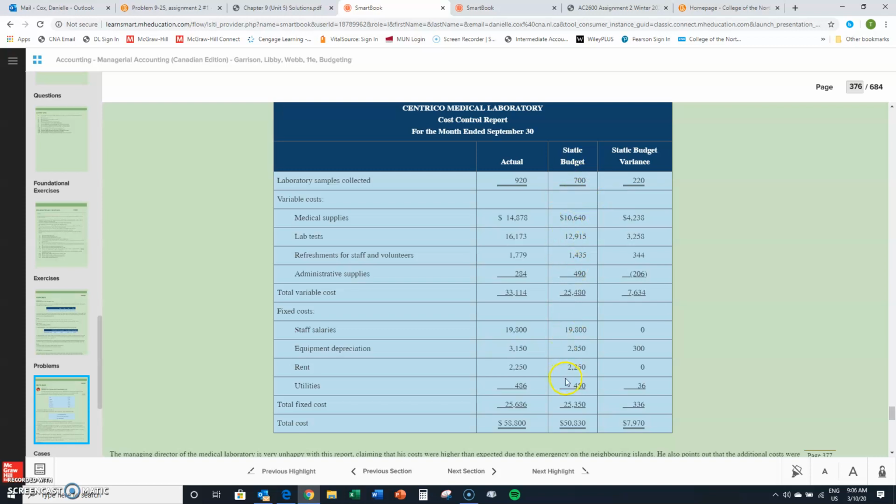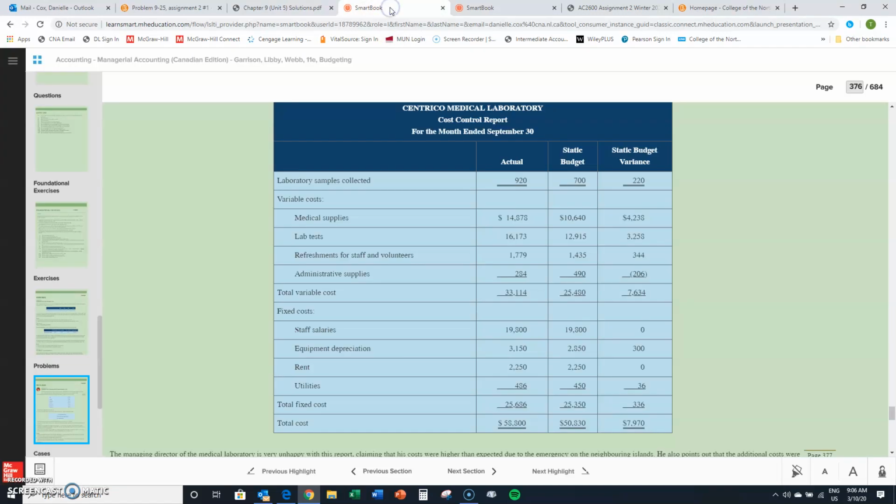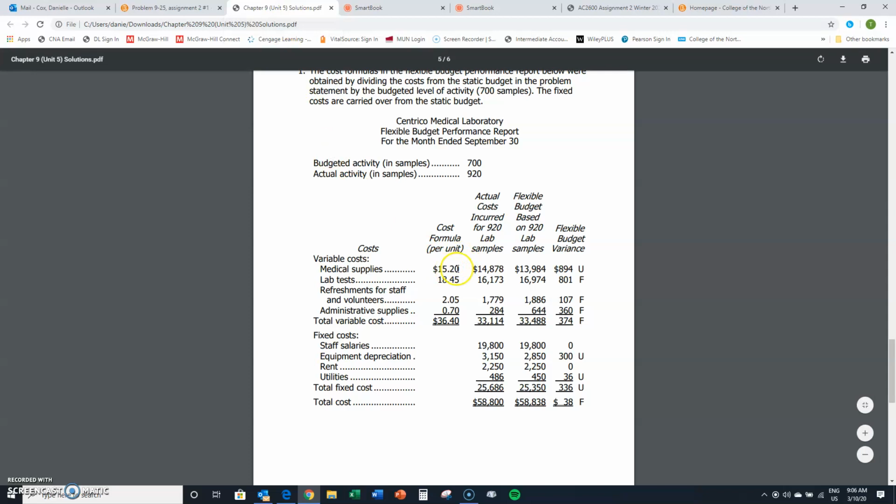Fixed costs are going to stay the same. Now if we look back at the solution, 10,640 divided by 700 gives you 1520. If you take the amount for the lab test and divide it by 700, you get 1845, and so on. So that is our per unit variable cost.